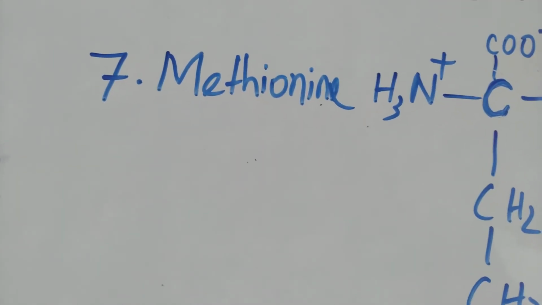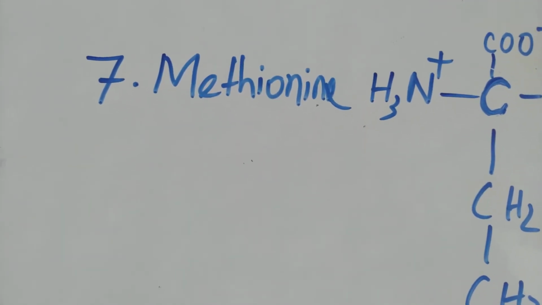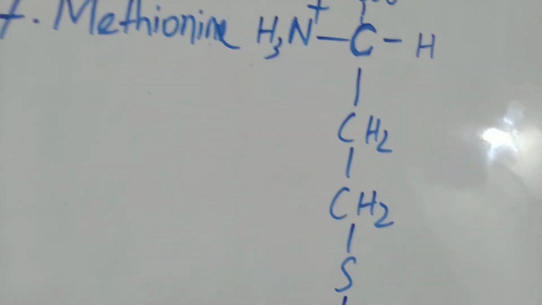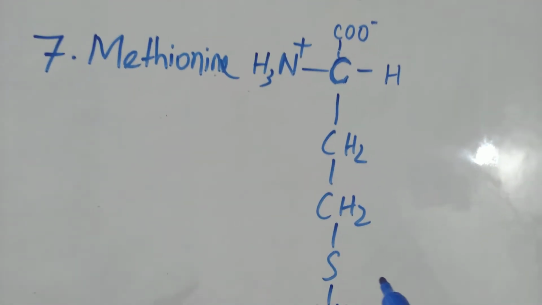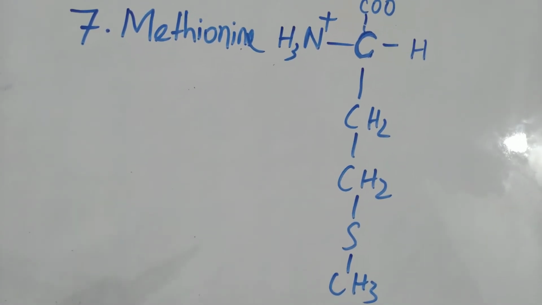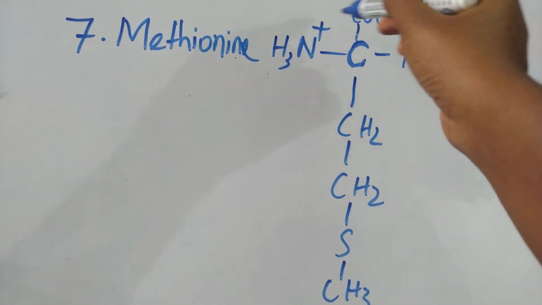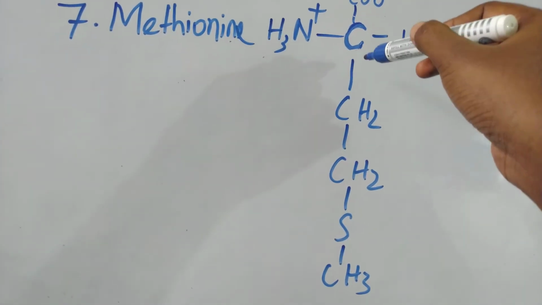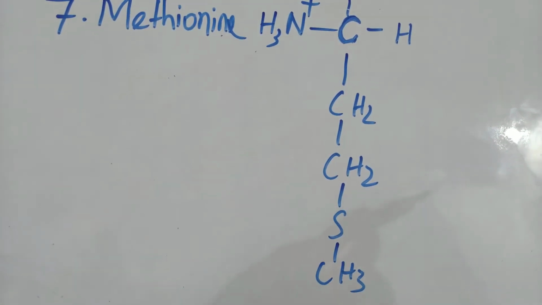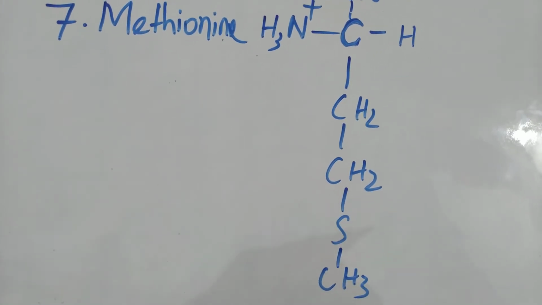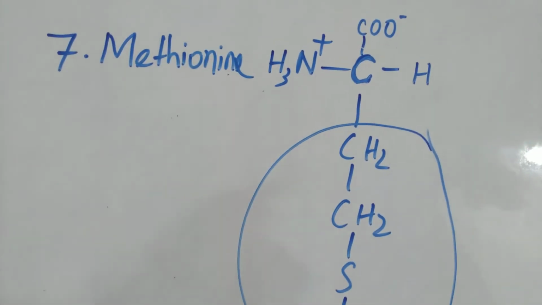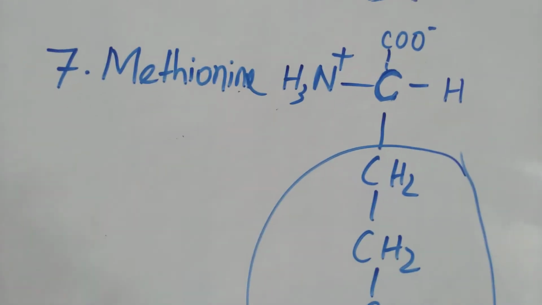The next one, the seventh one, is methionine, which is a sulfur containing amino acid. You must remember this because it has a sulfur group. So that's why methionine is a sulfur containing amino acid. The structure is the same, all 3 groups are there, and 2 carbon and 3 carbon and 1 sulfur group is there. So you can remember 3 carbon with sulfur, that R group is connected to the central carbon of the amino acid. So this is methionine.